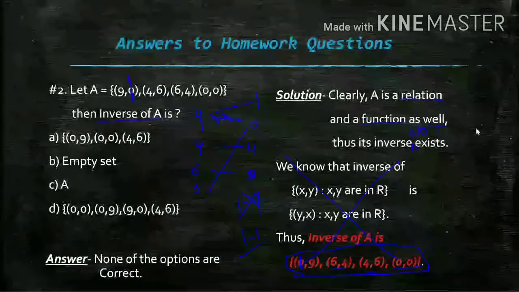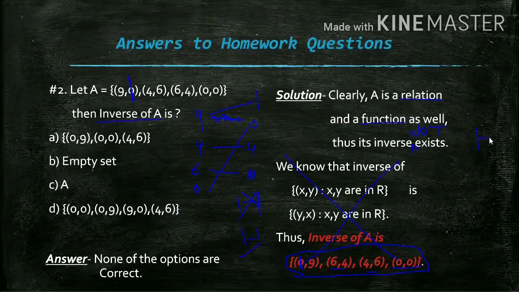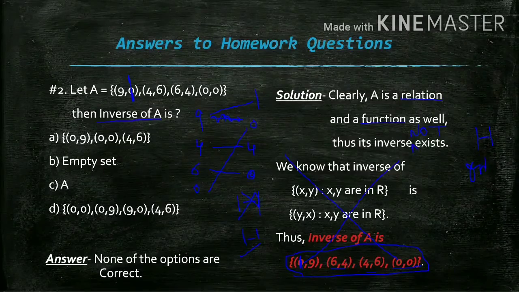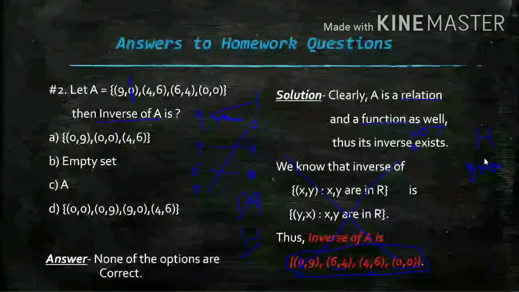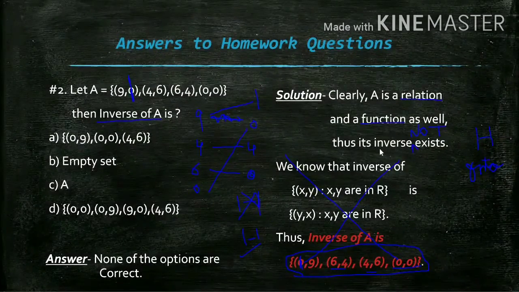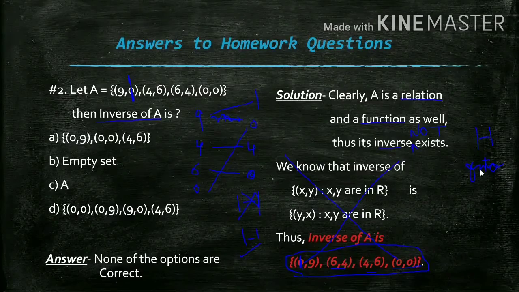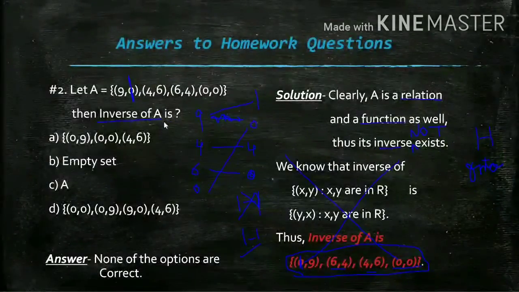And if it's a function, then you need to check whether that function is 1-1 or not. If it's not, then discard it. If it's 1-1, then verify the last property, whether it is onto or not. If it's onto, then you are done and you can say that the inverse exists. In case any of these properties fails to hold, you will say it does not exist.